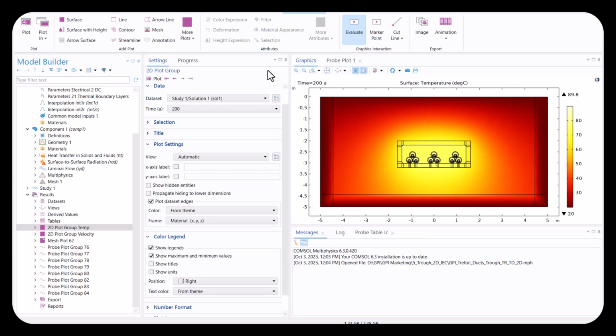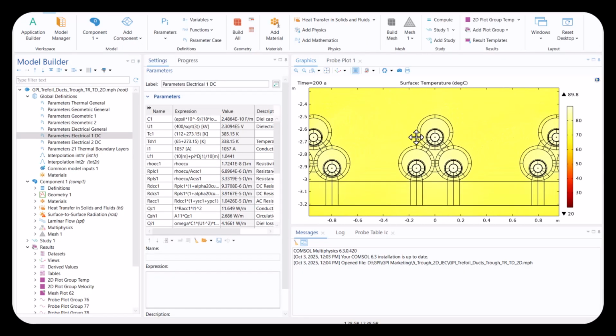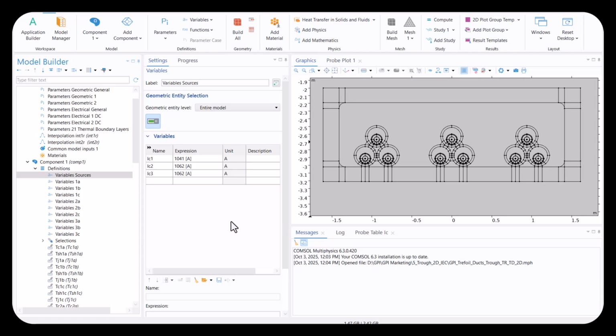Here is the full model of 3 Trefoil cable circuits in ducts inside a trough buried 2 meters beneath the surface. All Trefoil cables are identical, and the conductors have a cross-section of 2500 millimeters square, and the insulation is rated for 400 kilovolts. The steady-state ampacity values computed and used in the temperature run of this example were computed by completing an ampacity run, which I have explained how to do in previous videos.